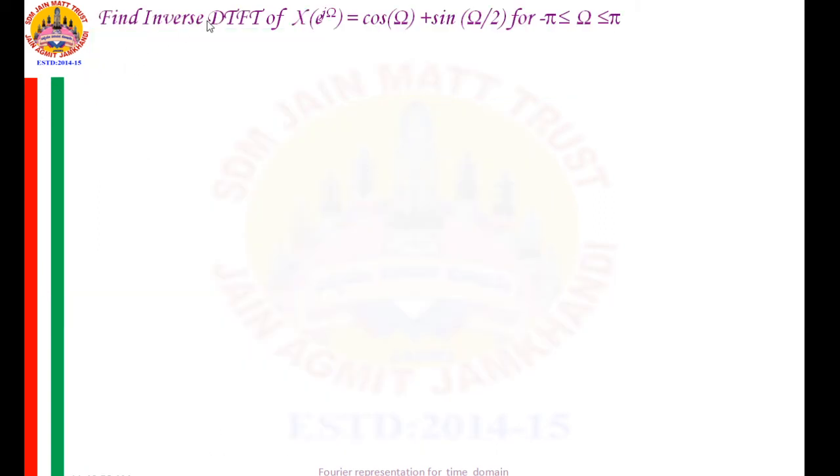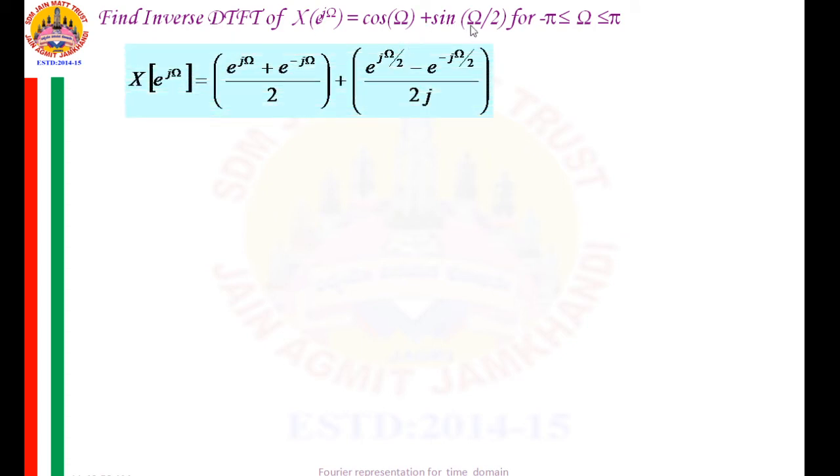Now the next expression: find the inverse DTFT of cos ohm plus sin ohm by 2, for ohm varying from minus pi to plus pi. Since you have cosine and sinusoidal terms here, express this in exponential form: e raised to j ohm plus e raised to minus j ohm by 2, and for the sinusoidal term, e raised to j ohm by 2 minus e raised to minus j ohm by 2 over 2j. Now when you compare, you may observe here that for these two terms, x of n will be equal to 1/2 for n equal to minus 1 and n equal to plus 1.